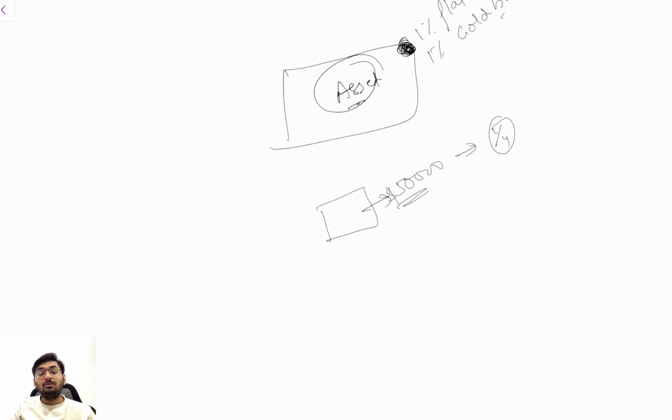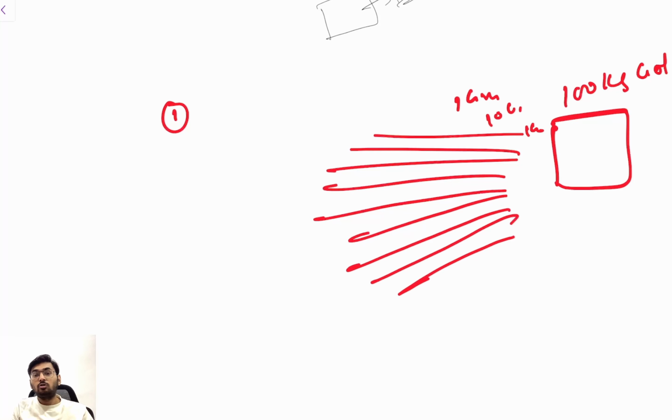There is a vault, and in it they have 100 kg of gold. Now many investors have invested their money. Some own say 1 gram, some own 10 grams, some own say 1 kg. So it's totally up to them. But it is backed by the real asset, that is the gold.